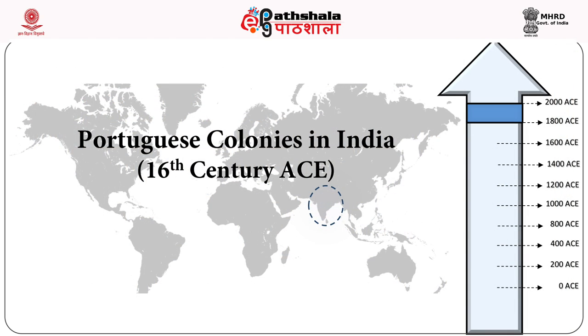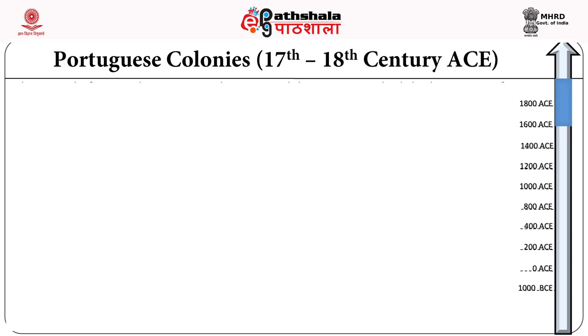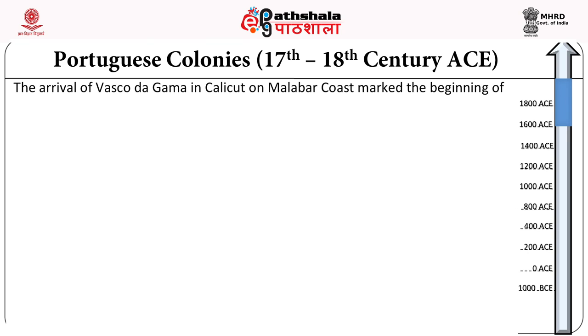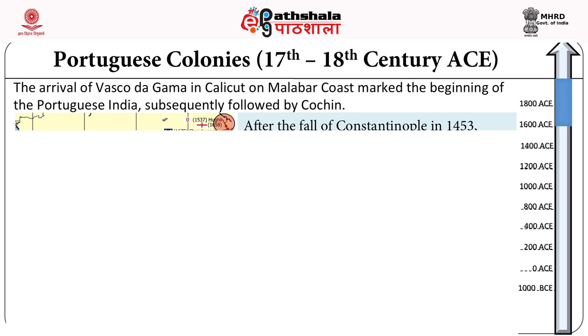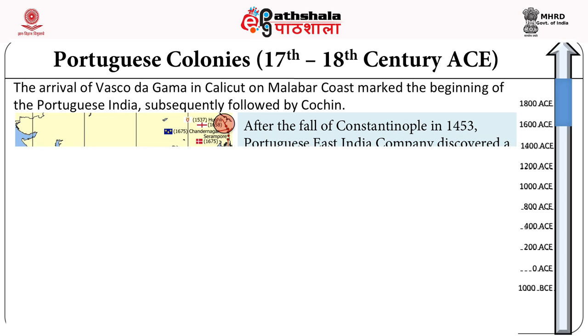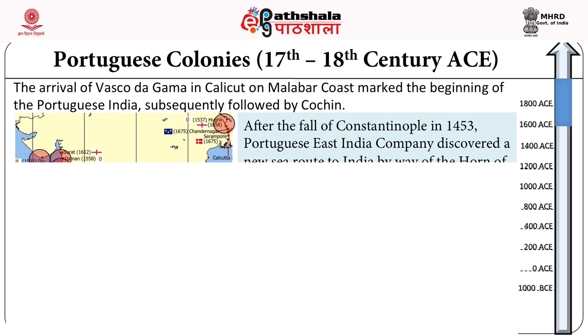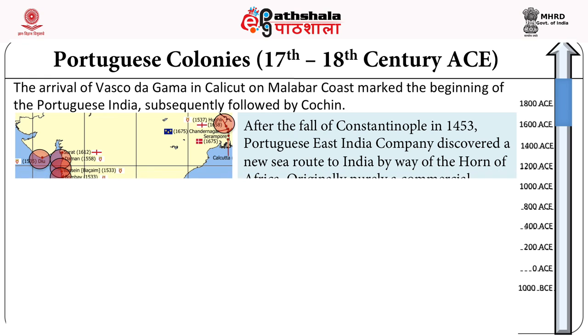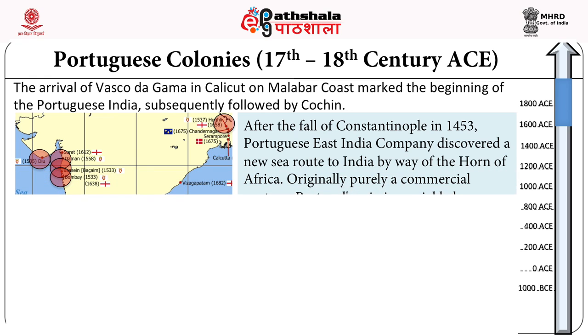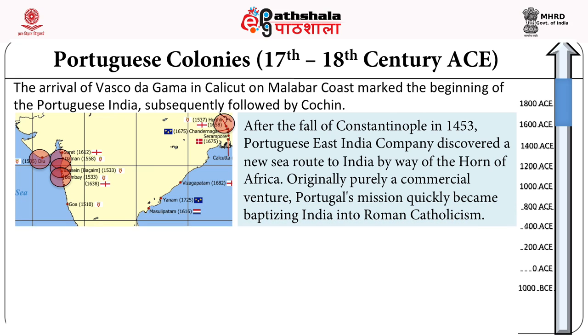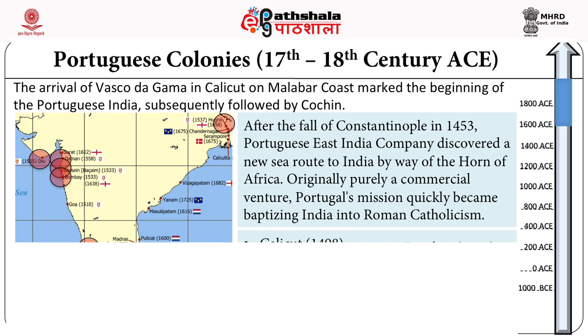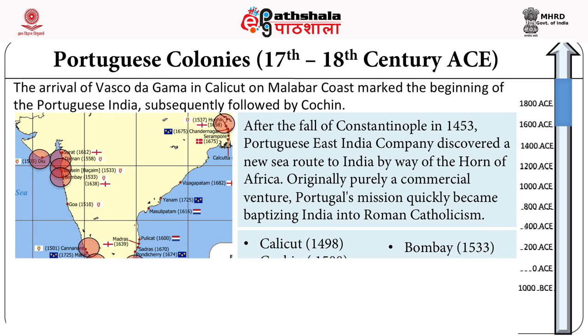Next we come to the Portuguese colonies, or the time when the Portuguese were in India. The arrival of Vasco da Gama in Calicut on the Malabar coast marked the beginning of the Portuguese coming to India and the Portuguese settlements in India, followed by Cochin. Now, after the fall of Constantinople in 1453, the Portuguese discovered a new sea route to India by way of the Horn of Africa.